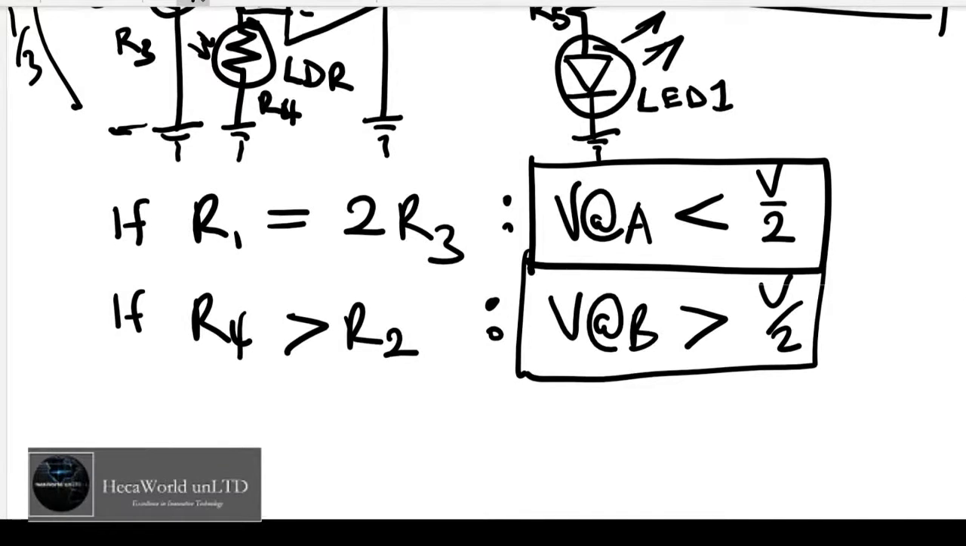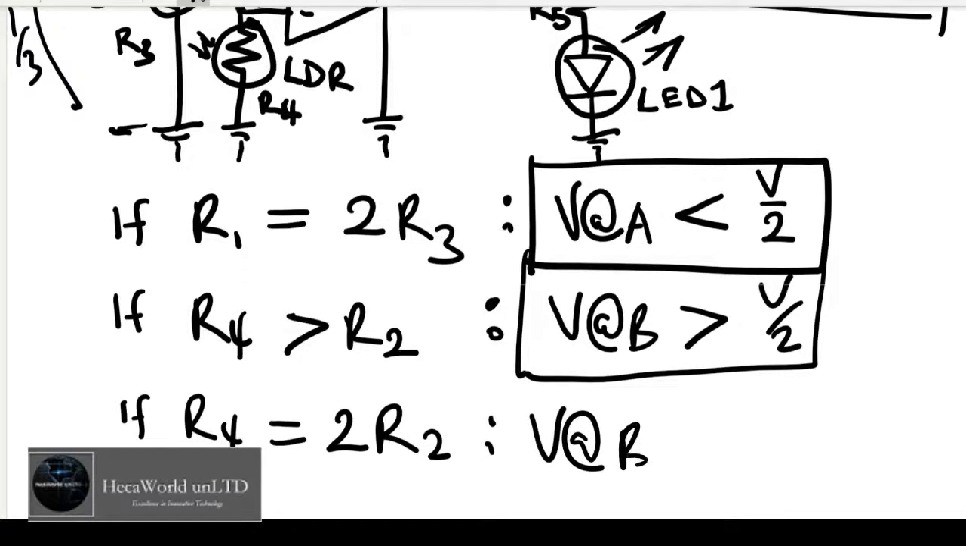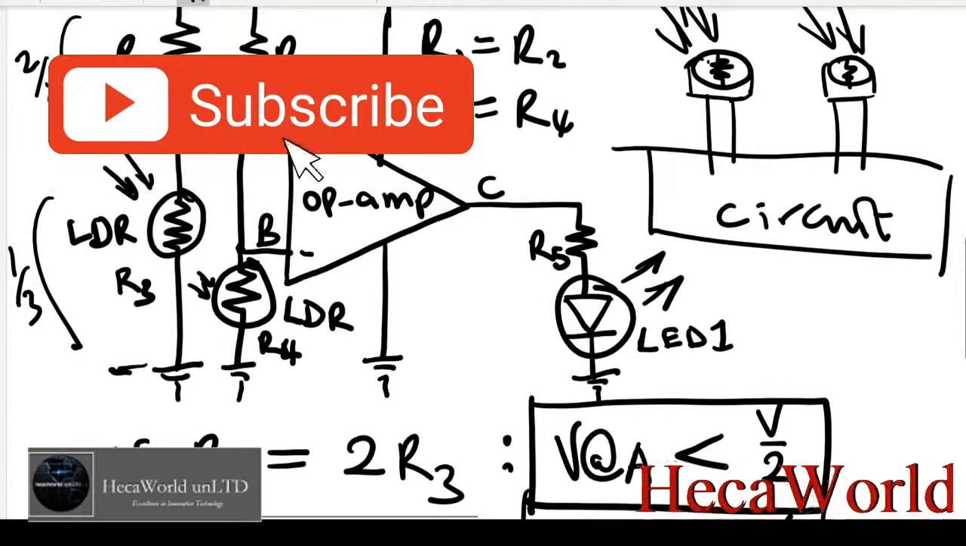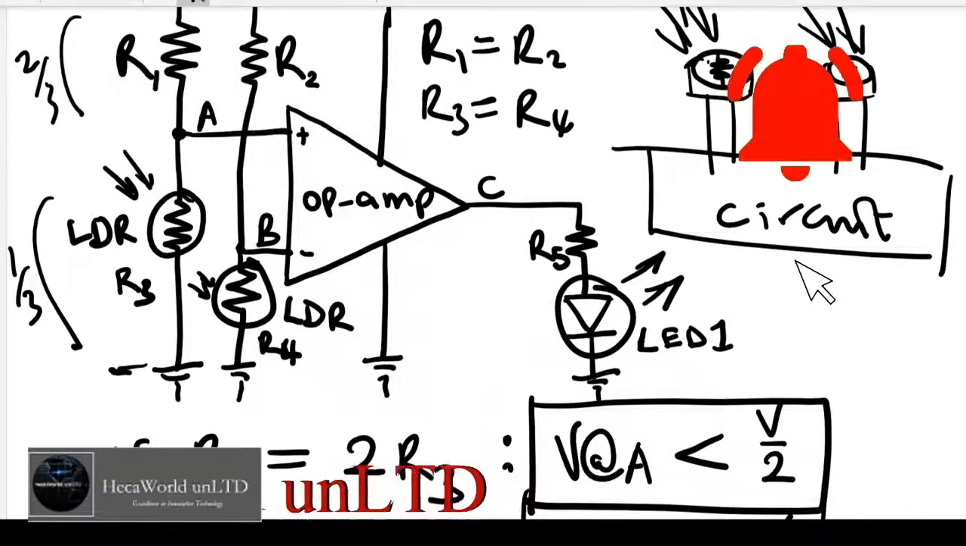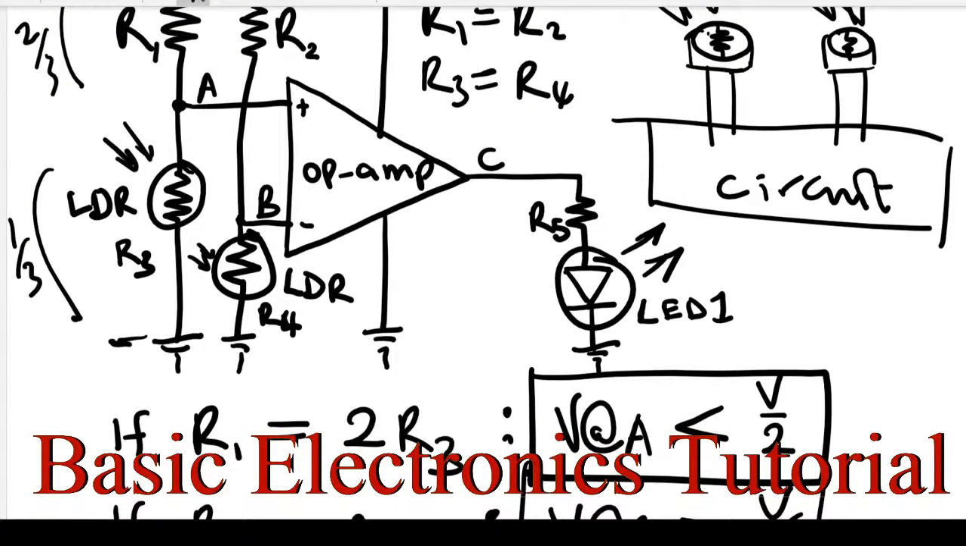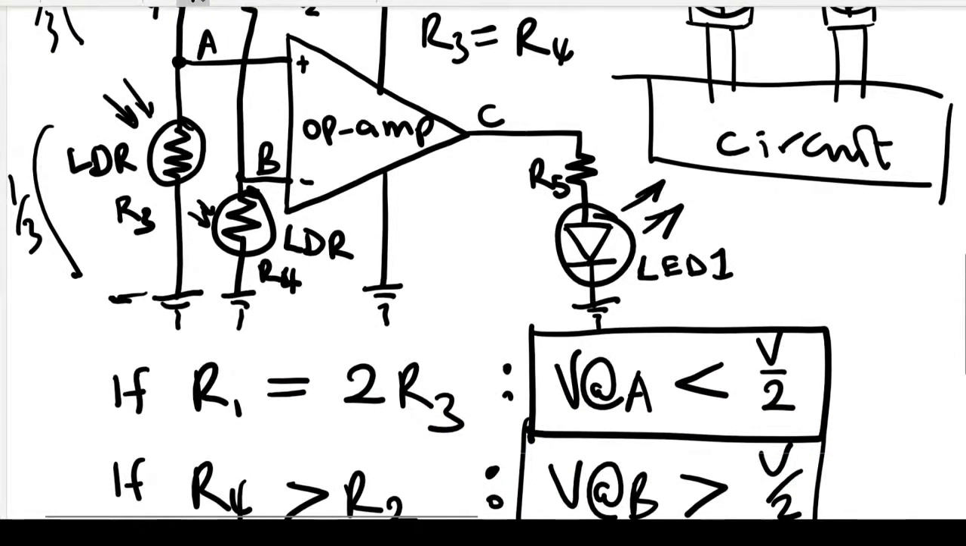And if we use the same token as above, let's say R4 is 2 times R2, we know for sure that V at B is 2/3 VCC. So in that case, the output will be low. When you expose these two LDRs to different lights, depending on the light impinging on the light dependent resistors, the output will be controlled.